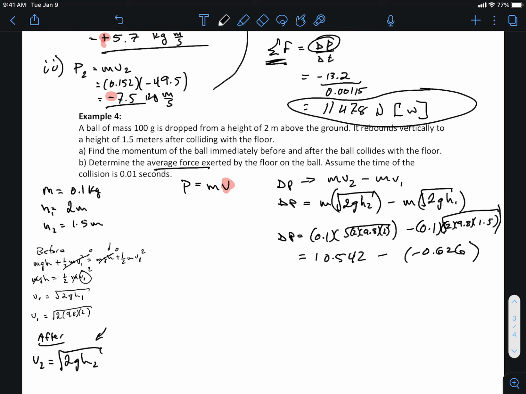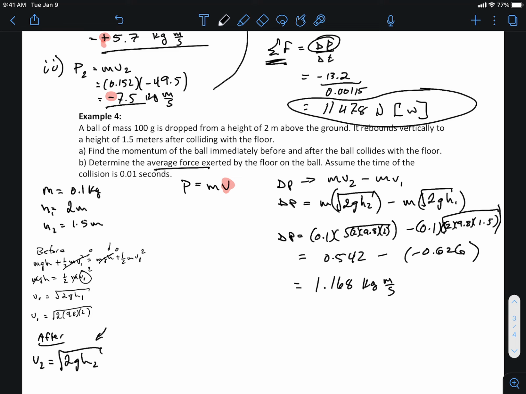So we need to go, meant to be a bracket, 0.542, and we're going to add, right, because the two negatives come out to be positive, 0.626. That's going to equal 1.168, right? Okay.